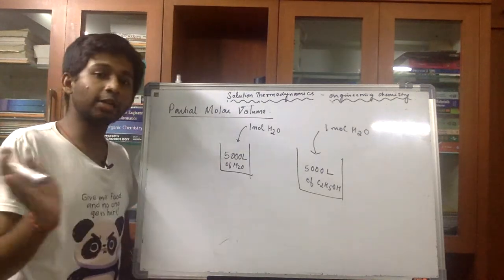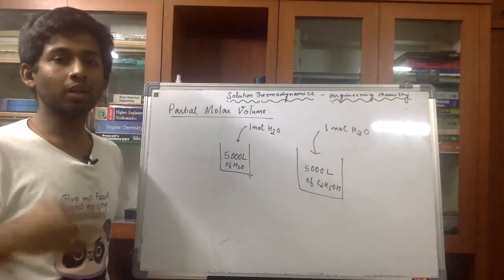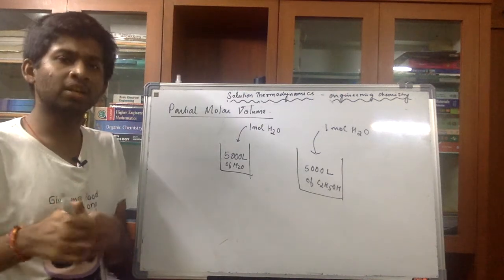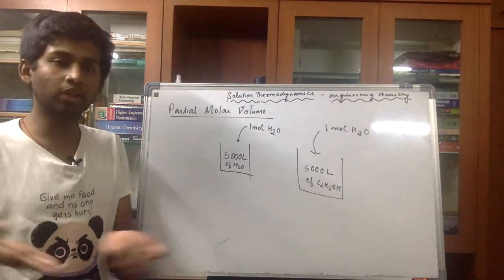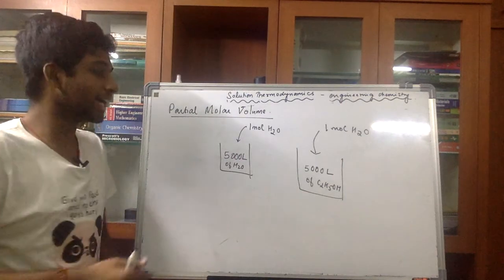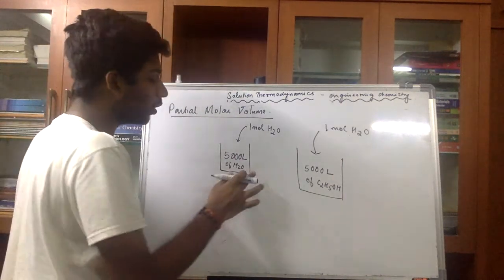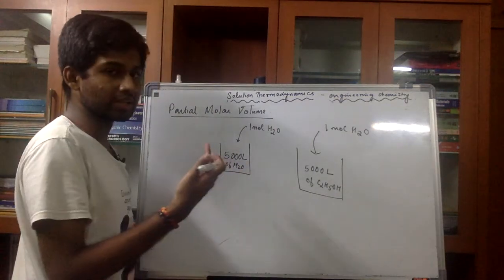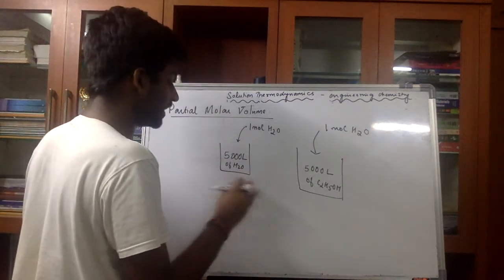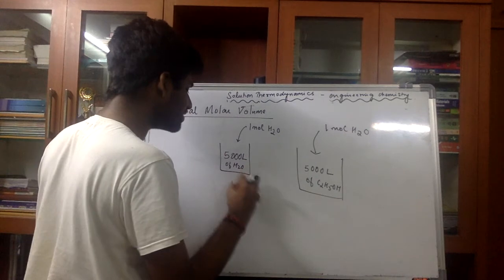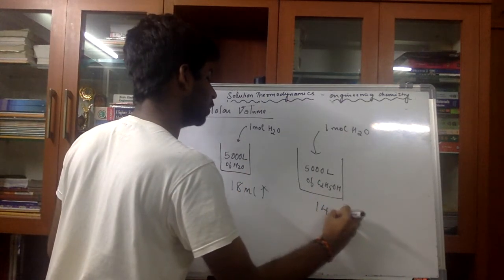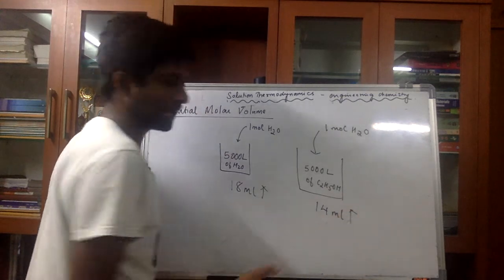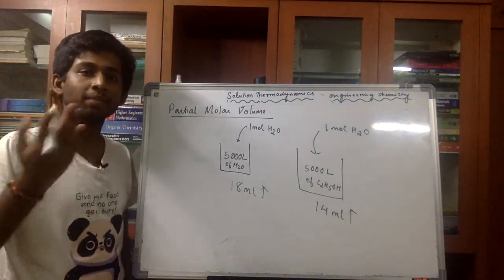So we are adding an equal amount of water in both the cases. What is the actual expectation? The volume will rise in equal amounts because an equal amount of water has been added, so we will expect a similar change here. But what do you observe? What is the actual observation? The rise in volume will be 18 ml here, but the rise in volume will be just 14 ml there. You're adding an equal amount, but the rise in volume is different.